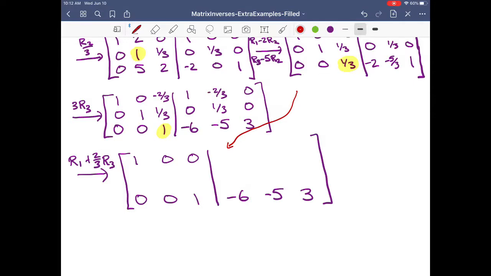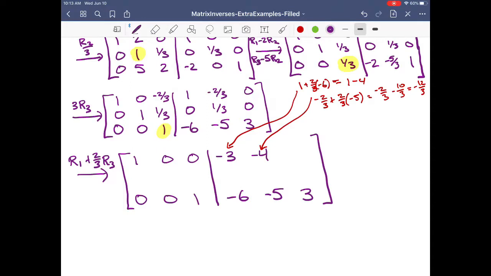So that's actually 1 minus, here maybe let's write these out. Okay, so this is 1 plus 2/3 times negative 6. So that's 1 minus 4. Okay, so I'm going to get a negative 3 there. Okay, in the next spot, I used to have a negative 2/3, and now I want to add 2/3 times negative 5. So that's negative 2/3 minus 10/3. So that's going to be negative 12/3, which is actually a negative 4.